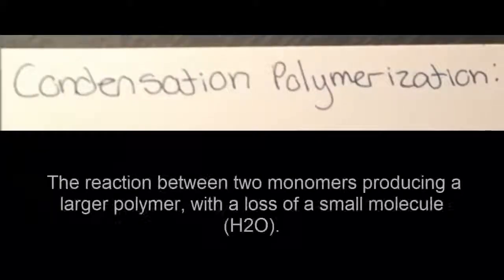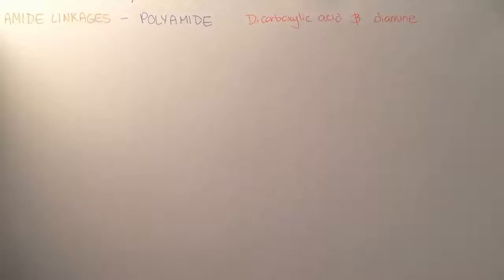Today, I'm going to be introducing you to amide and ester linkages. I'm going to walk you through each step of the reaction and show the new products produced. Condensation polymerization is a reaction between two monomers that will produce a large polymer with the loss of a smaller molecule. In my cases, that will be water. So we're going to start off with me showing you how to create a polyamide.